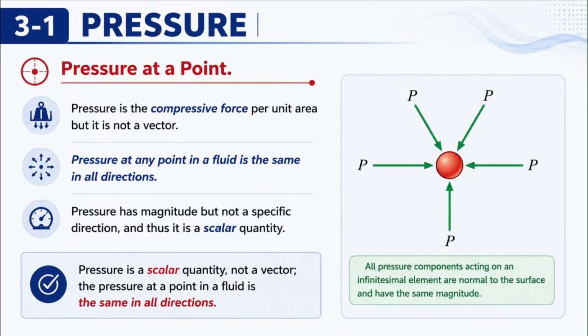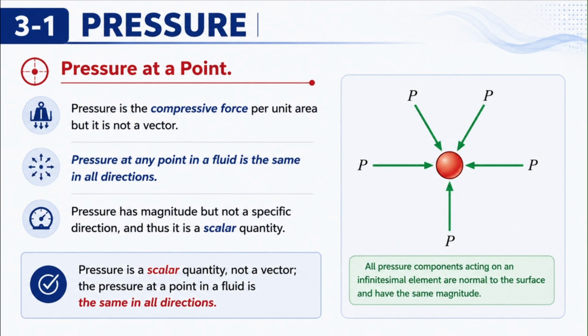Now pressure is defined as normal compressive force per unit area. Although pressure produces force, pressure itself is not a vector. It is a scalar quantity. At a point in a fluid at rest, pressure has the same magnitude in all directions. The pressure force always acts normal to the surface on which it acts, but the pressure magnitude is independent of surface orientation.